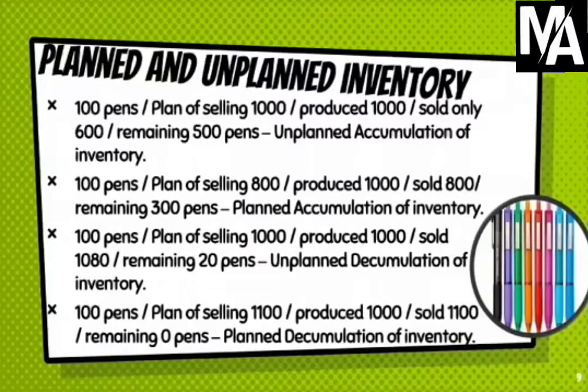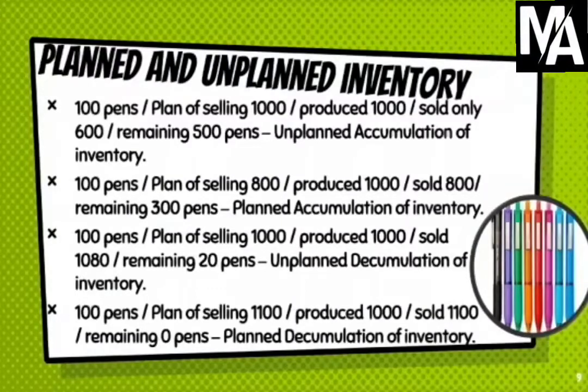And from that, he sold 600 pens, which means at the end of the year, he has 500 pens remaining. And that is called unplanned accumulation of inventory, which means he planned selling 1000, but he was able to sell only 600. And because of that, the value of inventory has increased unplanned. That is unplanned accumulation of inventory.